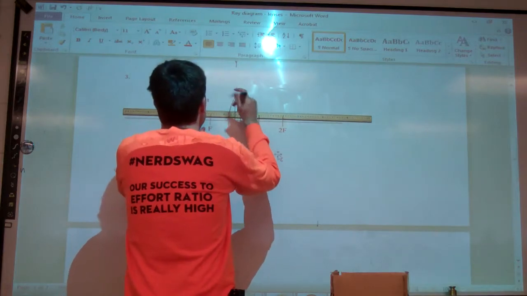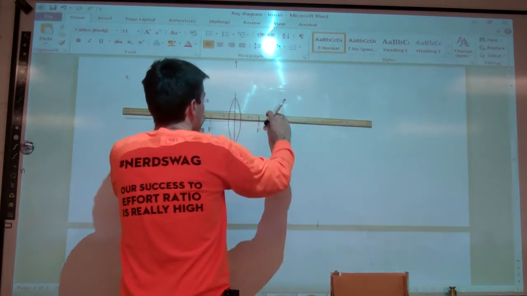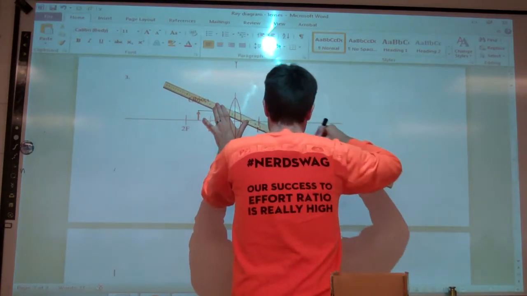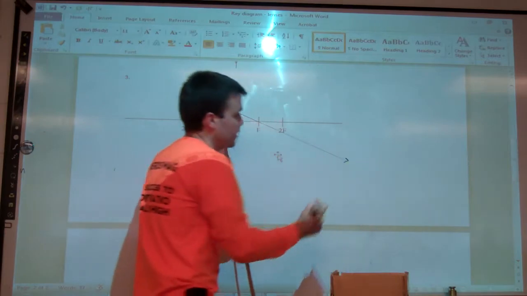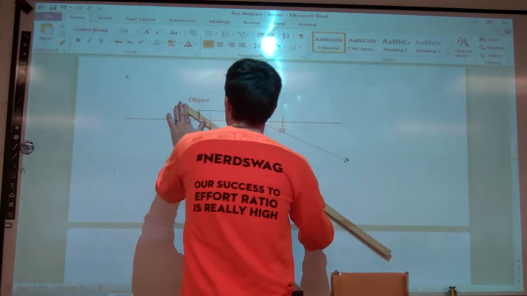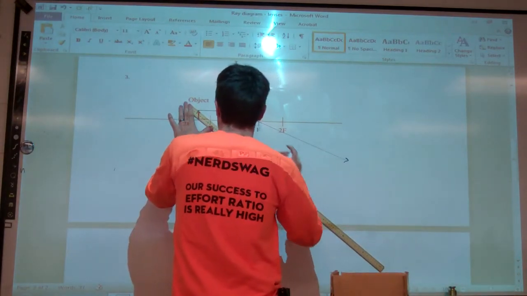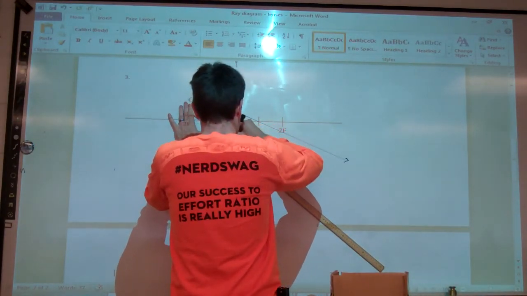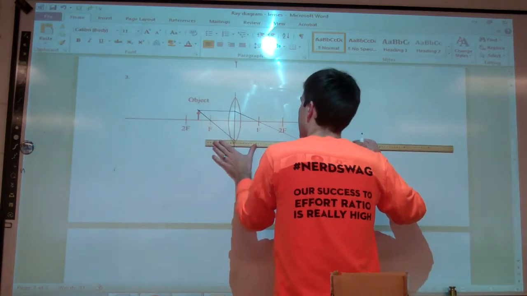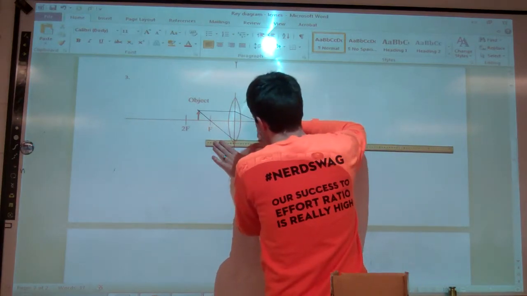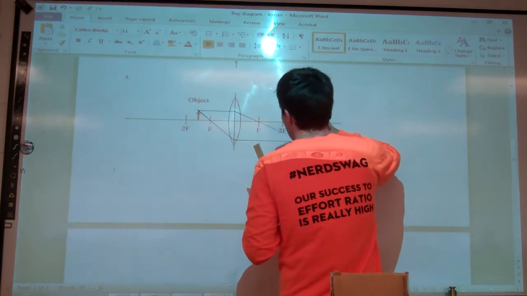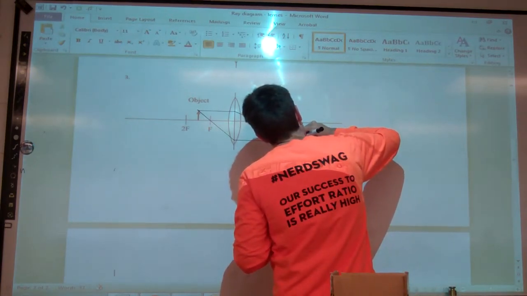So we go straight, then through focal. Any questions on that line? And then we go through focal, and straight. So our image forms right here.